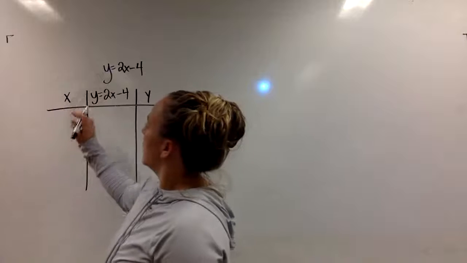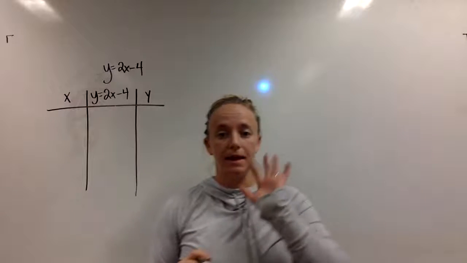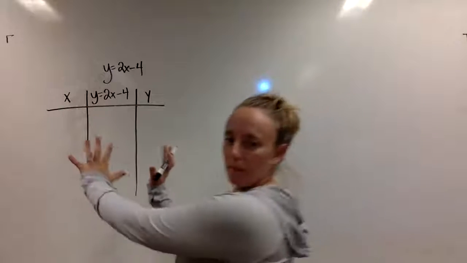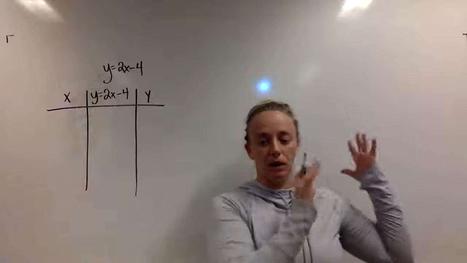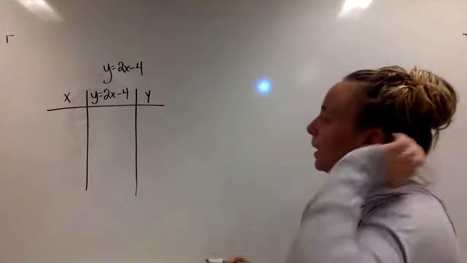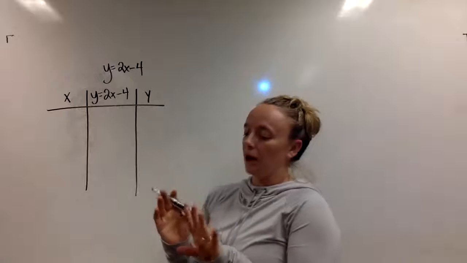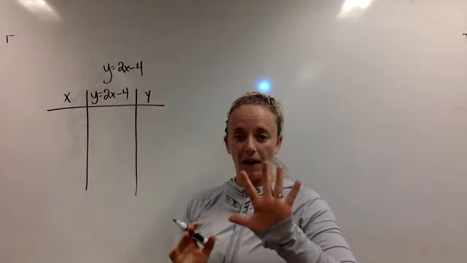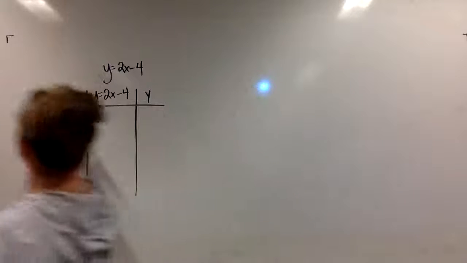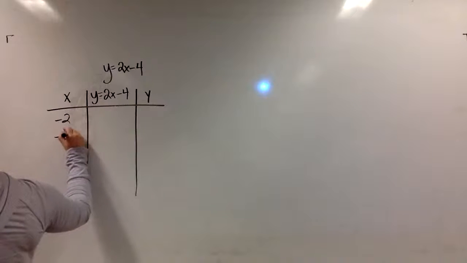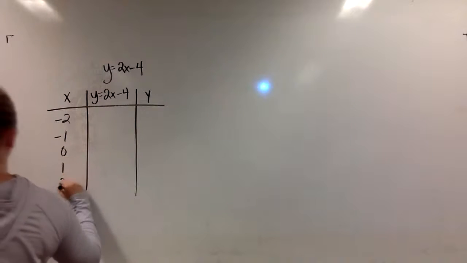So we have x. I always pick these 5 numbers. There's a reason why I'm on this side of the screen, by the way, because I'm going to put a graph up behind me pretty soon. All right, so on this side of the screen, I always pick these same 5 numbers. These are my 5 numbers that I always pick: -2, -1, 0, 1, 2.